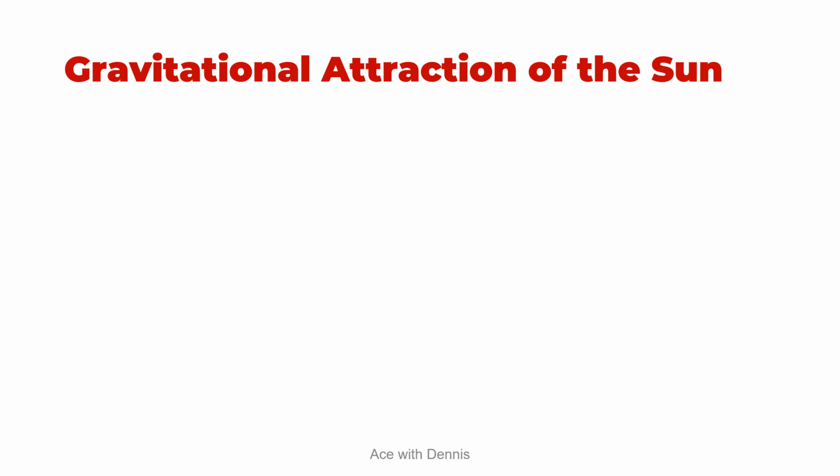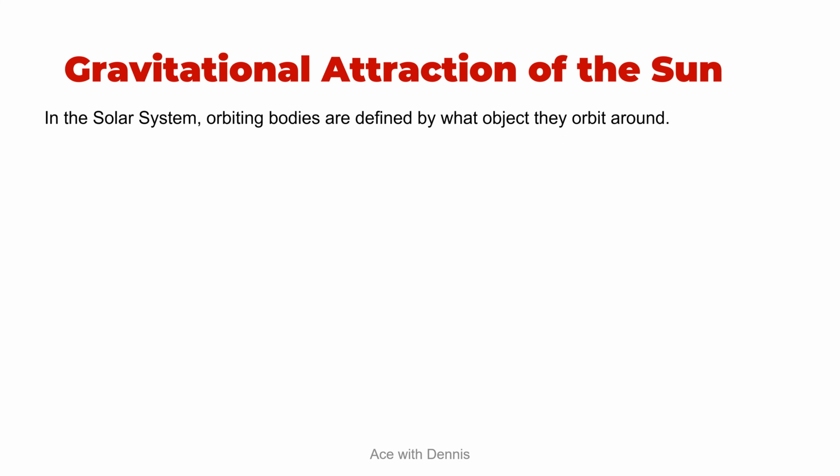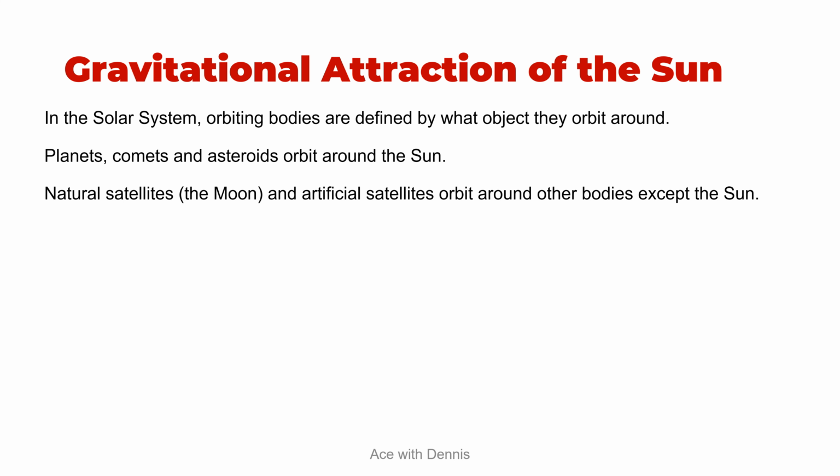Next, let's look at the gravitational field strength of another very large object, which is the gravitational attraction of the Sun. In the solar system, orbiting bodies are defined by what object they orbit around. Planets, comets, and asteroids orbit around the Sun. Natural satellites, for example the Moon, and artificial satellites orbit around other bodies except the Sun. A smaller body will orbit around a larger body.